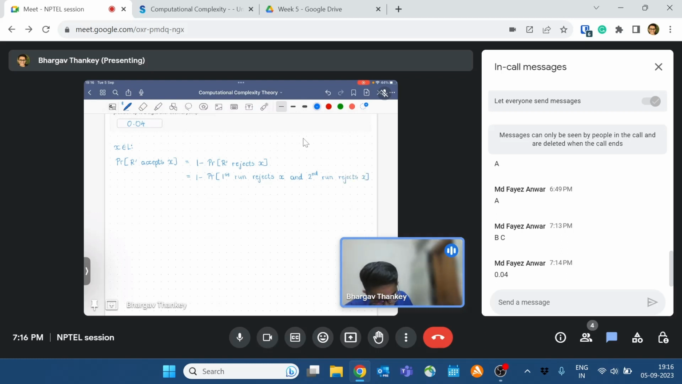Okay, so now what should I write next? You can multiply the probabilities at both these stages. Oh, so are you saying that I should write probability first run rejects X times probability second run rejects X? Yes, because they are independent, I think. Okay, there is one problem with that. So what I can write is this.